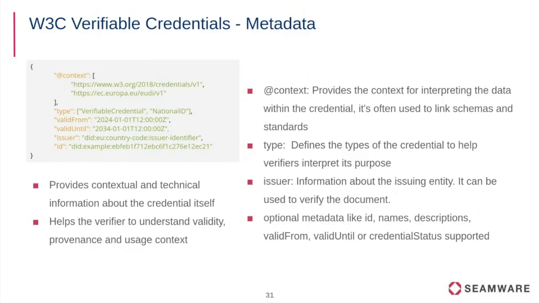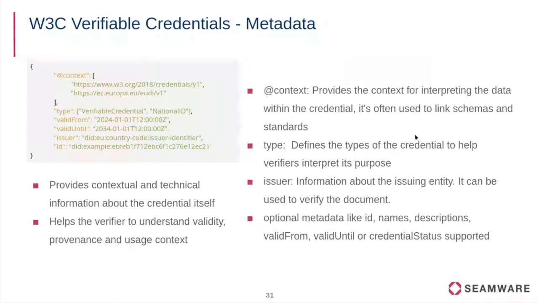Like, if we go back to the idea of our identity card, that's the part where you have the number of the ID card, or the body that issued it, let's say in my case, the German government, but not the address or the name. That's a different part. That's now the metadata. Now, what parts do we always have? We have a context. The context provides the context for interpreting the data within the credential. This is often used to link schemas and standards, so that the verifier actually knows how to understand the actual contents of the credential.